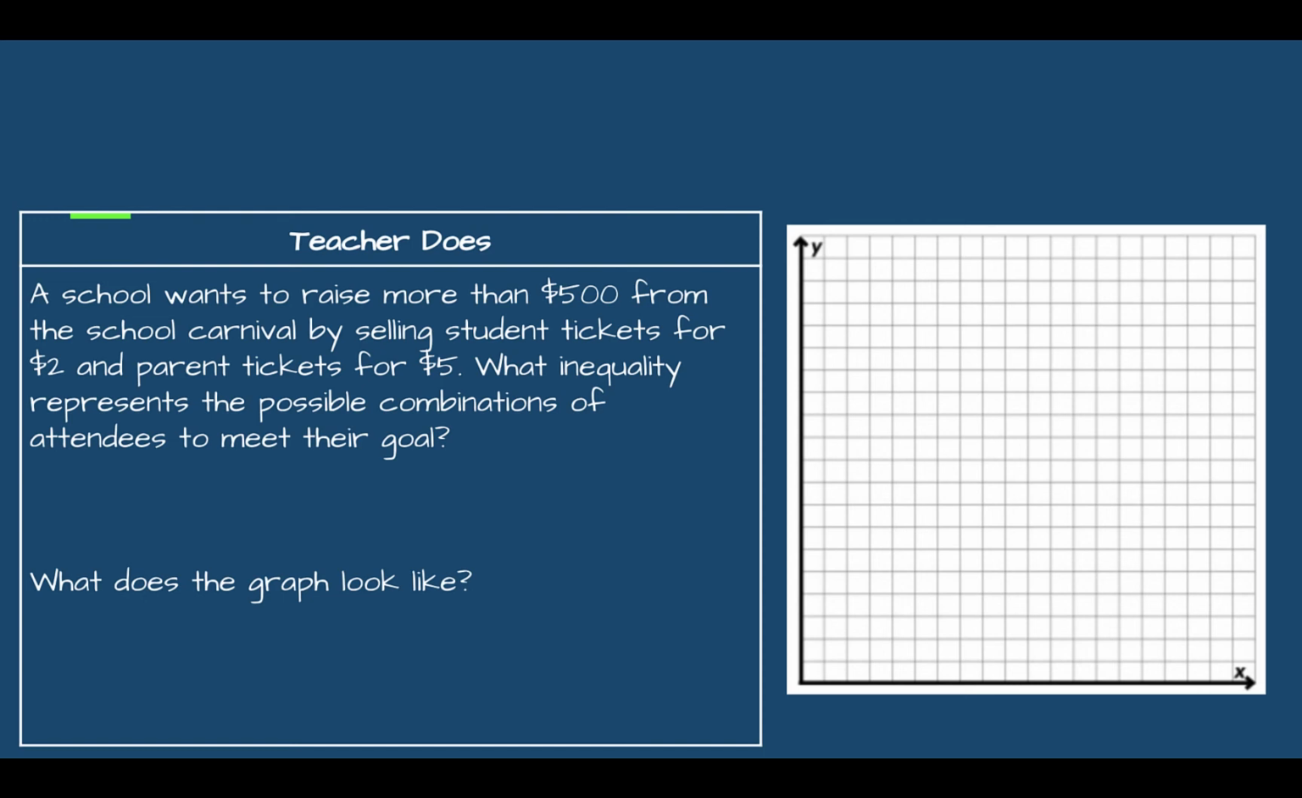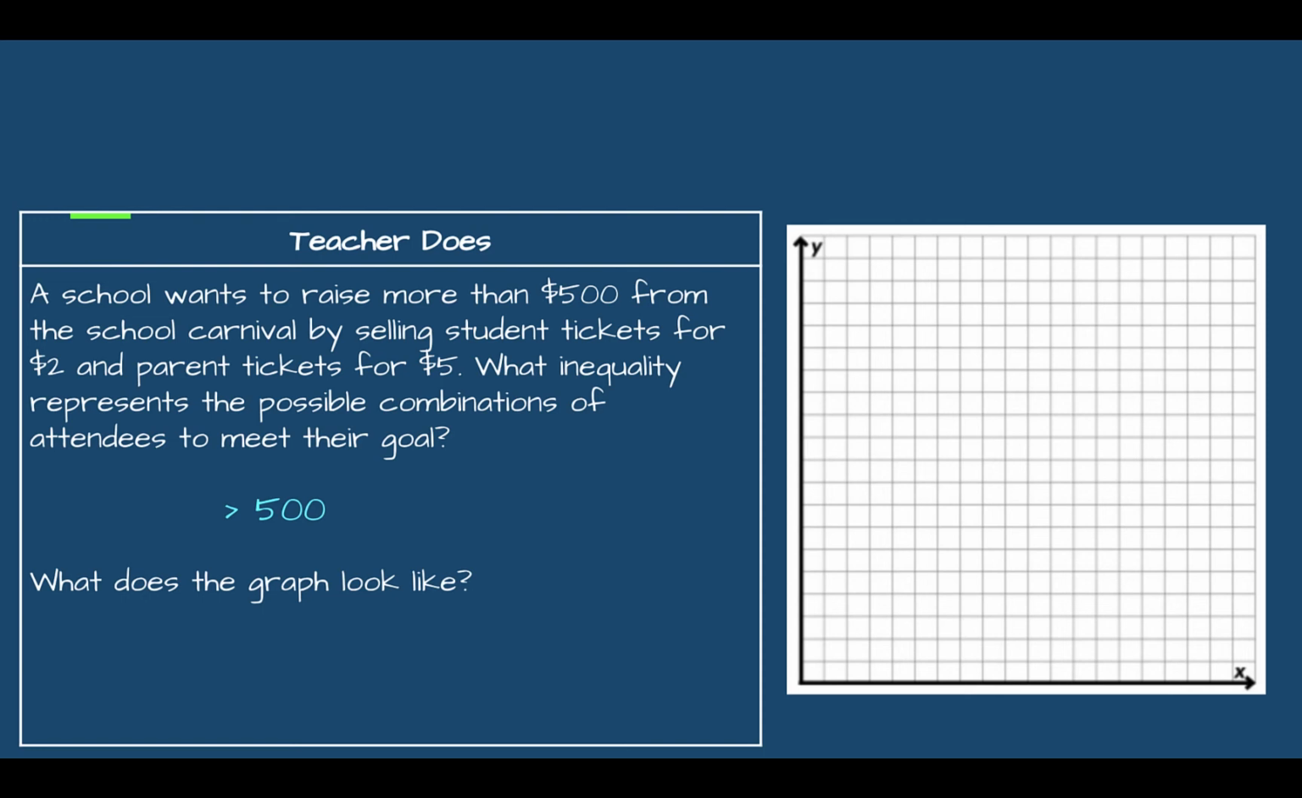First, let's write our inequality. Here it says we want to raise more than 500, so it would be greater than 500. If you're not sure if it's greater than or equal to, think about if it could be that number. Is 500 more than 500? No, it's equal to, but it says more. So it can't be equal.